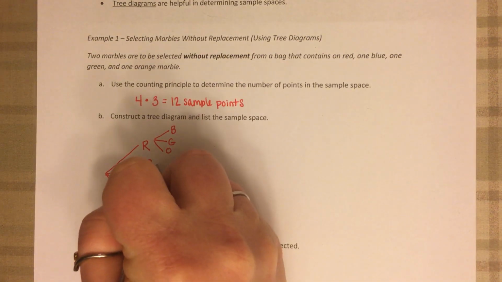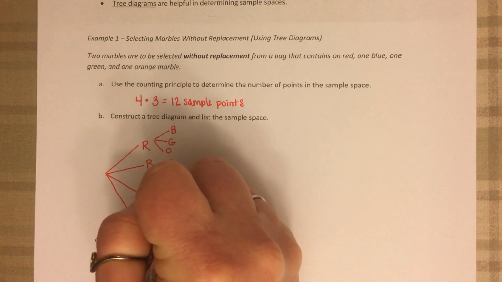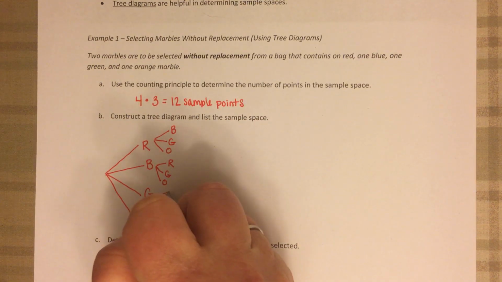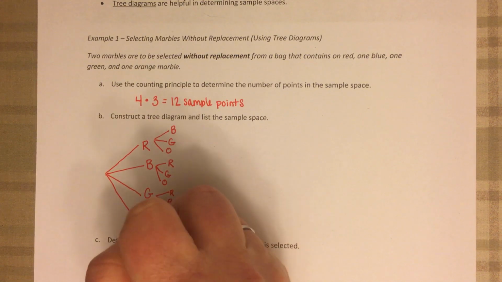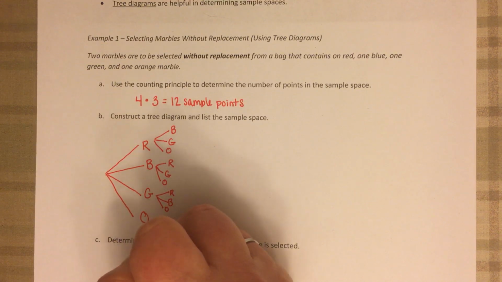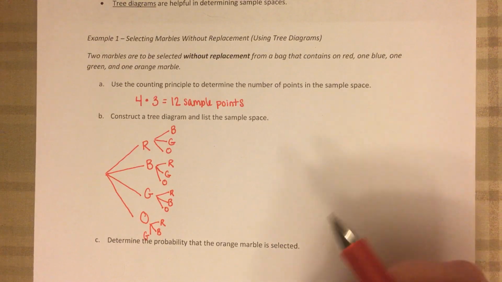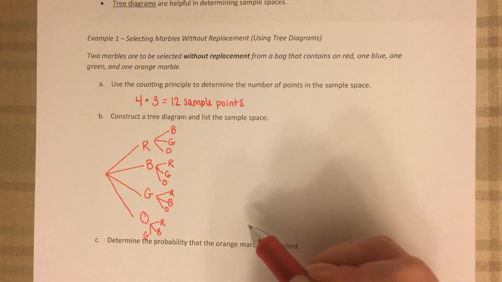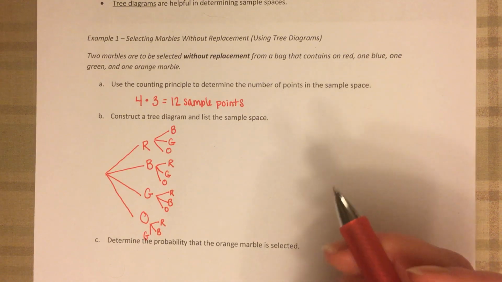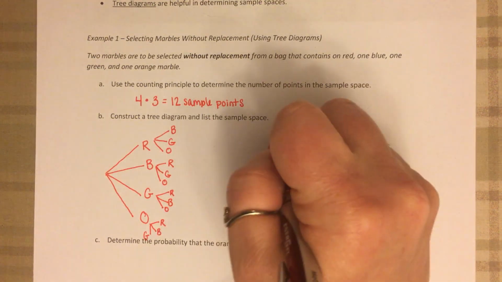If we draw a blue marble out, well, then we could select one of the other 3 colors. So we can select red, green, or orange. If we draw a green one out at first, well, then we have a red, a blue, or an orange. And if we draw an orange one out first, then we have a red, a blue, or a green. And if we look at this diagram, it's called a tree diagram because it kind of looks like a tree. The ones in the notes that are printed online are a lot nicer looking. But this tree diagram then gives us our 12 different sample points in our sample space.